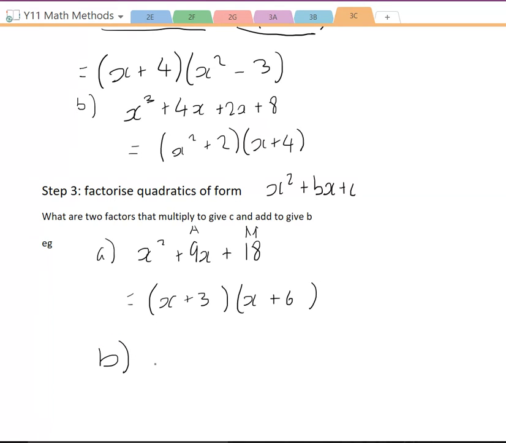Okay, what about a different one? We've got x squared minus 25. Want to have a crack at that, see how it's a bit different. We're just going to stop this and go to a part 2 for you guys.